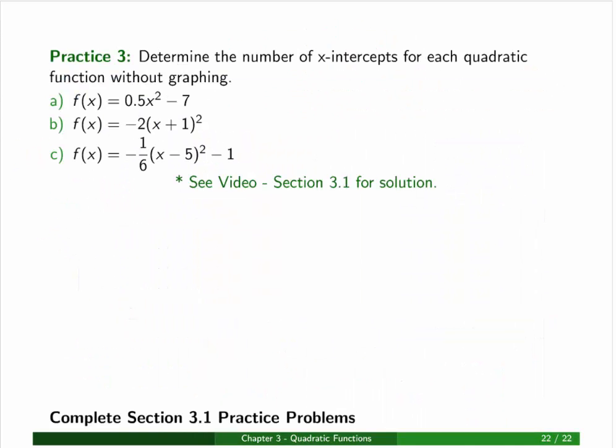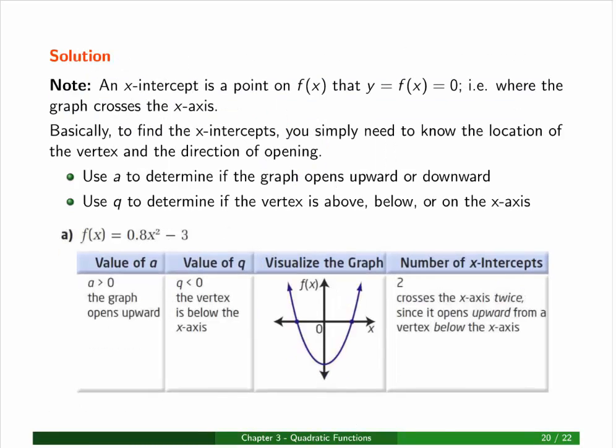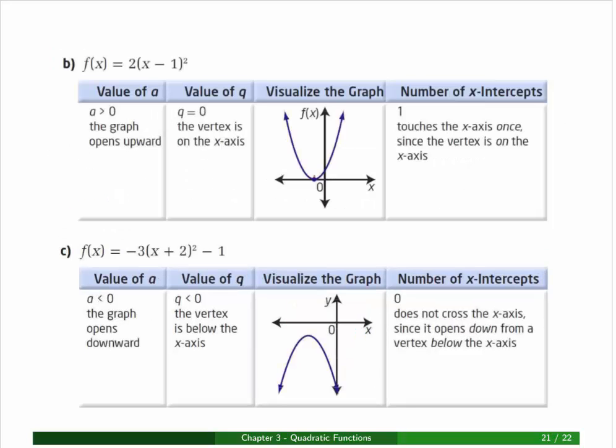The very last question asks for intercepts. It says determine the number of x-intercepts for each quadratic function without graphing. So it's a quicker question, actually. Without graphing, you should be able to tell me how many x-intercepts there are. What that means is an x-intercept is the points, like this, that cross the x-axis. Okay? It doesn't just have to cross, though. It can touch the x-axis, and that would be something like this. That counts as an x-intercept. Okay? It touches the x-axis.